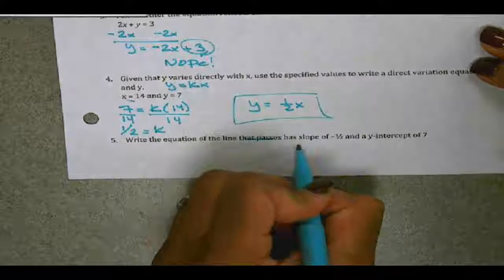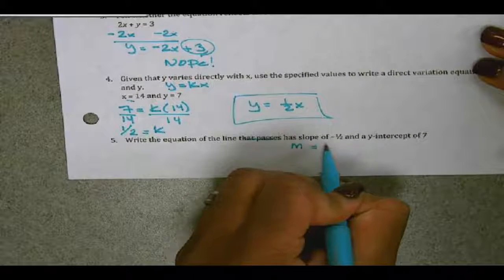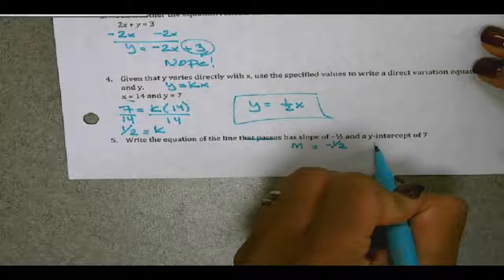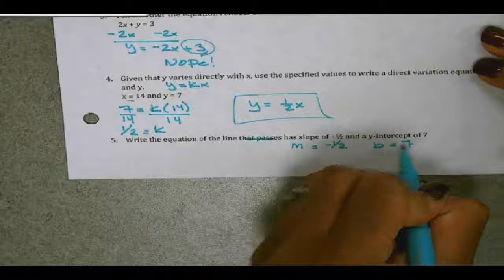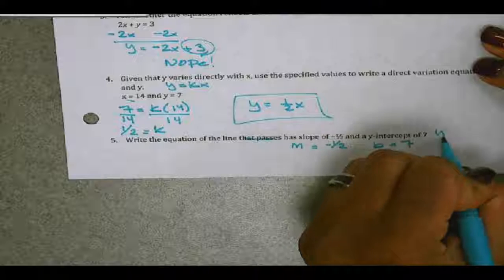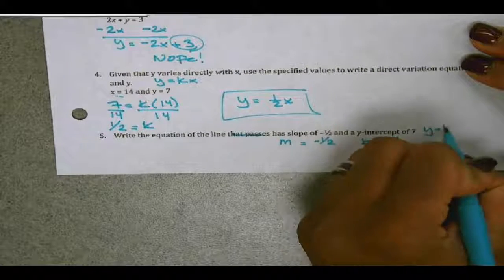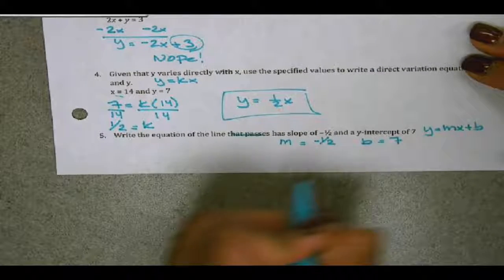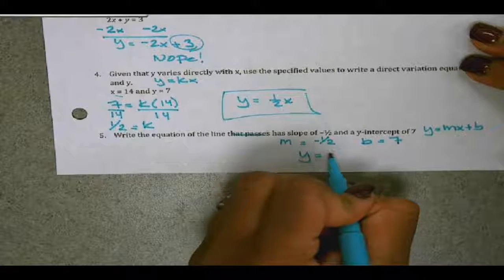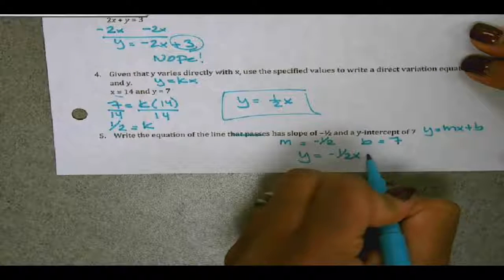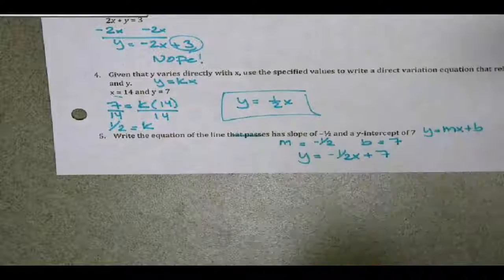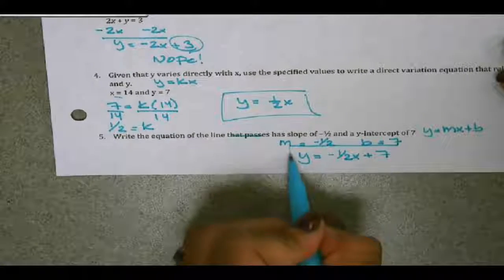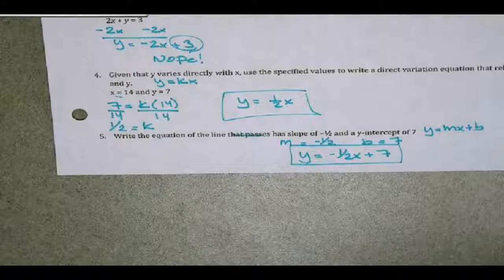Let's label my parts. Slope m, negative 1/2. Y-intercept b, 7. Beautiful. And we know that y equals mx plus b. So y equals negative 1/2 x plus 7. And that is my equation of the line in slope-intercept form.